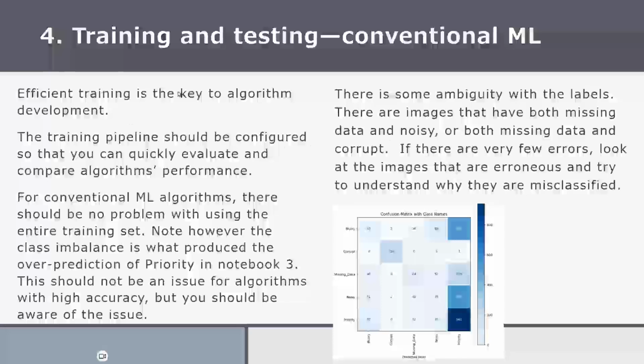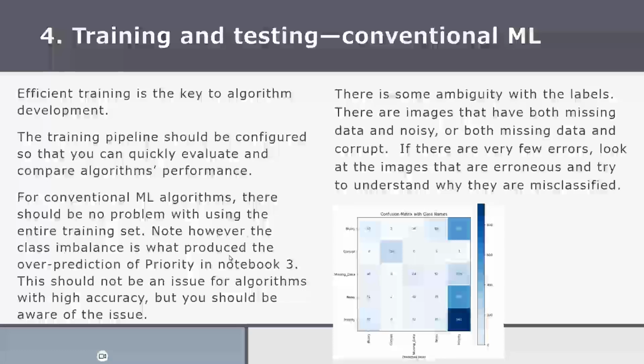So efficient training is the key to algorithm development. Your training pipeline should be configured so that you can quickly evaluate and compare algorithms' performance. You want to try a lot of different options, and so you want to be able to do that quickly. So if we do the conventional machine learning algorithms, they typically train very quickly. So there should be no problem with using the entire training set. However, you might want to do something about the class imbalance.